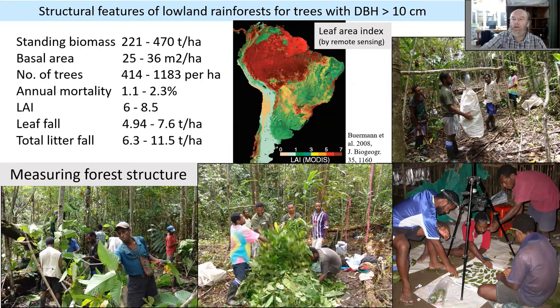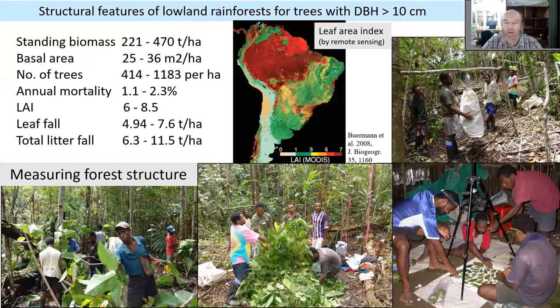So how we describe the forest: we can look at standing biomass in tons per hectare, which includes, of course, wood as well as leaves. Then we can look at basal area, which is a cross section of the stems of all trees and measured in square meters per hectare. Of course, number of stems, number of trees, which depends a lot, obviously, on the minimum DBH we postulate.